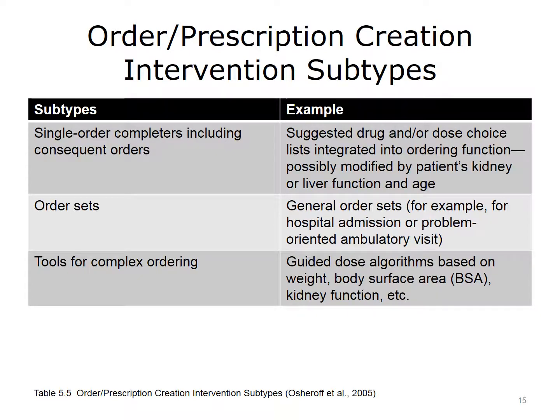shown in Table 5.5. Row 1 lists the subtype of single-order completers, including consequent orders, with the example of suggested drug and/or dose choice lists integrated into ordering function, possibly modified by patient's kidney or liver function and age. Order sets is the third subtype, and general order sets, such as an order set for hospital admission or problem-oriented ambulatory visit, is an example. The third and final row identifies tools for complex ordering as a subtype and the example of guided dose algorithms based on weight, body surface area, BSA, kidney function, etc.